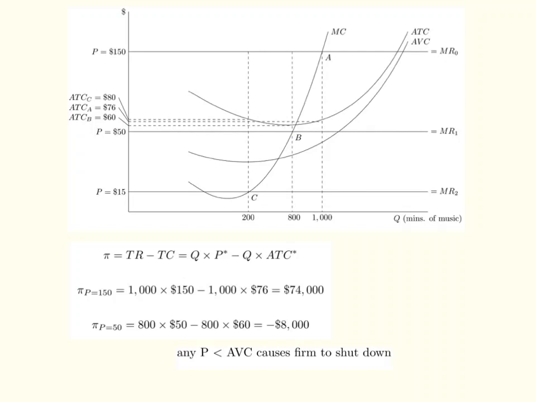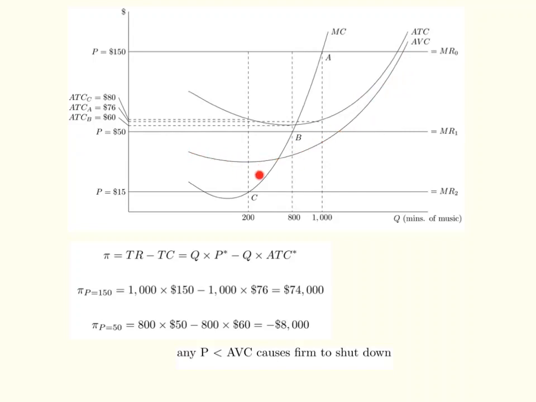And so negative profits are in themselves not really an issue, and it isn't necessarily a reason for a firm to get out of the market. But what is a reason for a firm to get out of the market is if the market price ever falls below average variable cost. So if we look at price here at $15, we can see that it intersects the marginal cost curve at a point that is below the average variable cost curve.